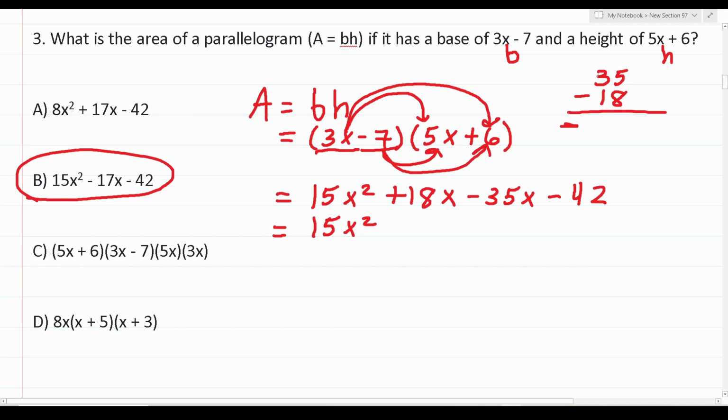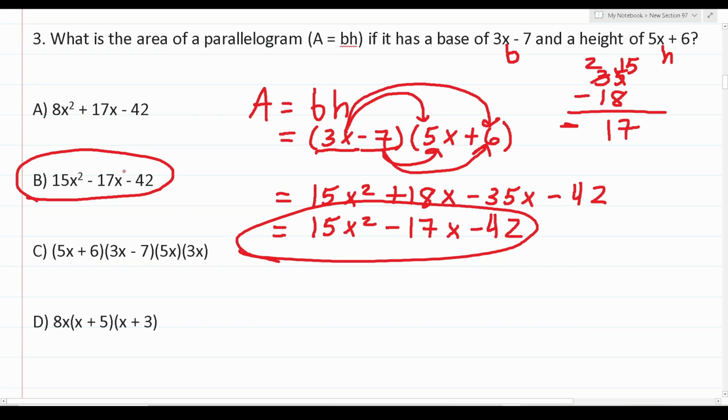5 minus 8 we can't do, so we have to borrow. This becomes 2. This becomes 15. 15 minus 8 is going to be 7, and 2 minus 1 is 1. So this becomes minus 17x minus 42. All right, and we can see that is in fact answer choice B.